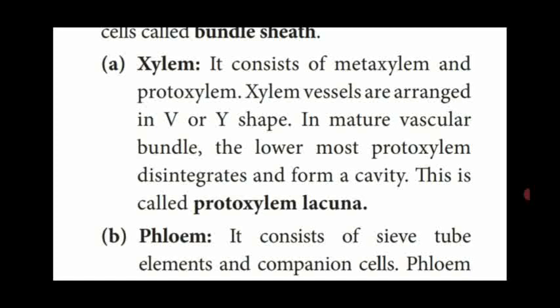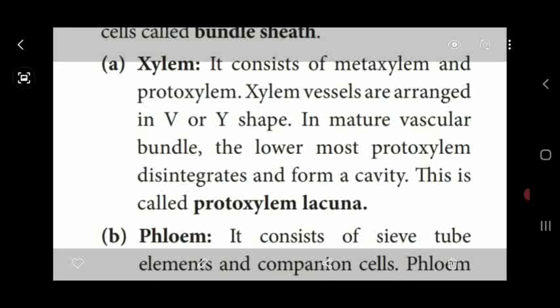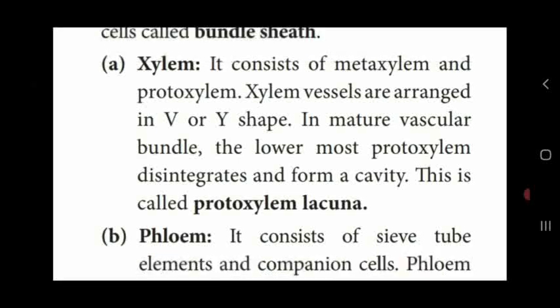In mature vascular bundle, I told you, smaller size and larger size vascular bundles are embedded in the ground tissue, isn't it? So the larger size vascular bundles are called mature vascular bundles. In that mature vascular bundle, the protoxylem elements in the clear center disintegrate or are destroyed, to form a small cavity-like structure called protoxylem lacuna. This is an important 2-mark question.